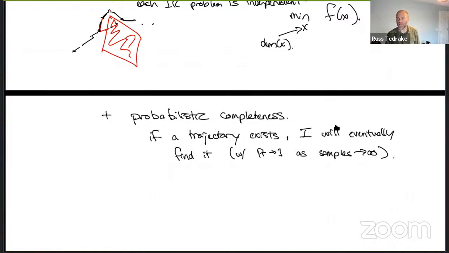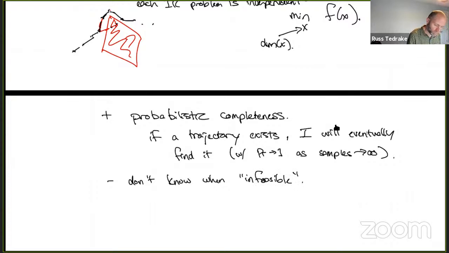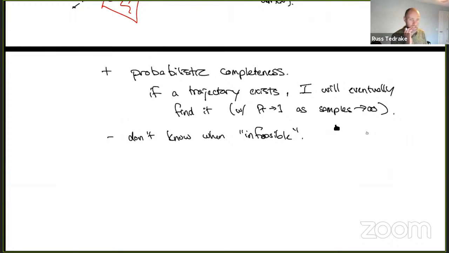In practice, the thing you don't ever get from probabilistic completeness versus a complete planner is that you never know that a problem is infeasible, right? So if there actually is no path, then you don't know that you're done sampling. You might just have to sample more. Although you don't know that for the trajectory optimization either, so maybe that's not fair.